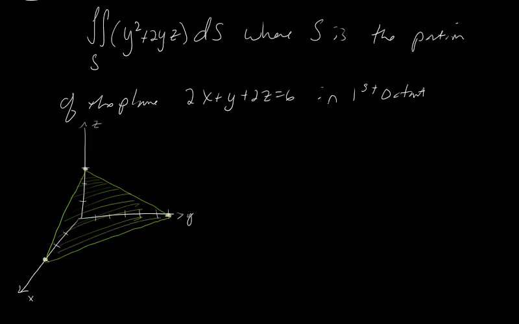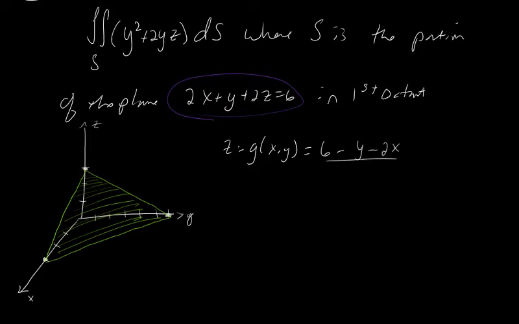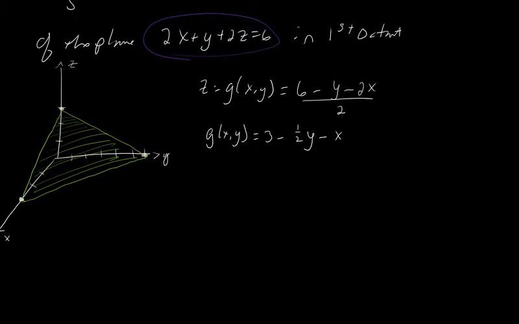Okay, so then what is g of xy? Well, z is equal to g of xy. So we can solve the equation of the surface for z, and what we would then get is 6 minus y minus 2x divided by 2. So g of xy is going to be equal to 3 minus 1/2 y minus x. Okay, so for our formula for the integral, we need to know what is g sub x and what is g sub y. So g sub x is just -1, g sub y is -1/2, and we can go ahead and set up our integral.